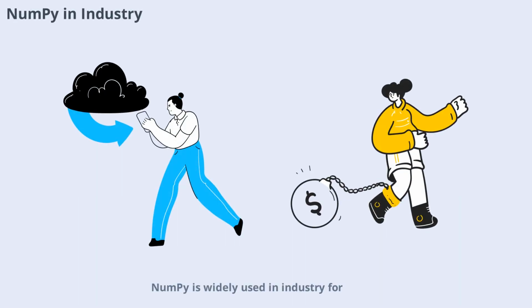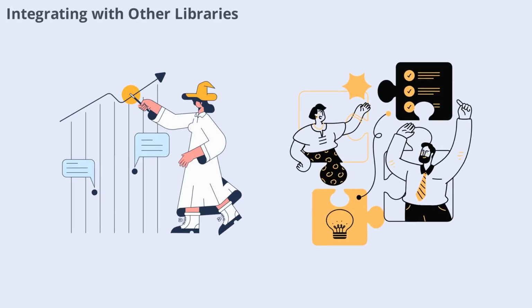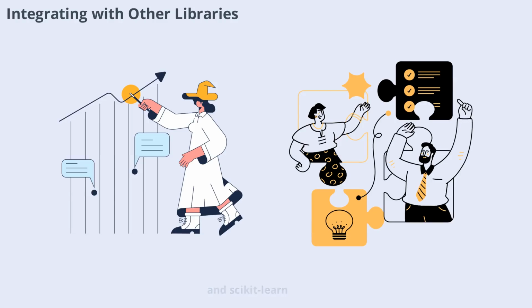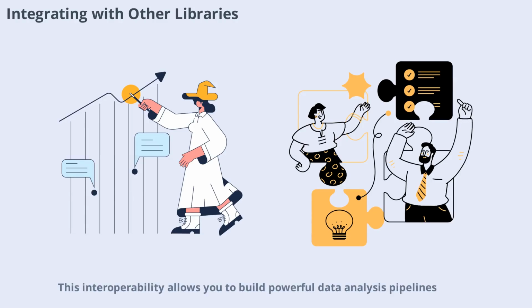NumPy is widely used in industry for tasks ranging from financial analysis to scientific research. Its speed and efficiency make it a preferred choice for professionals who need to process and analyze large volumes of data quickly and accurately. NumPy integrates seamlessly with other Python libraries such as Pandas, SciPy, and scikit-learn. This interoperability allows you to build powerful data analysis pipelines, combining the strengths of multiple tools to tackle complex problems.